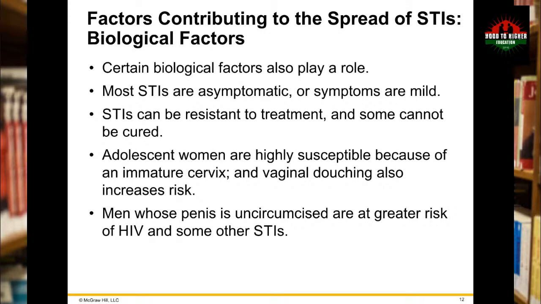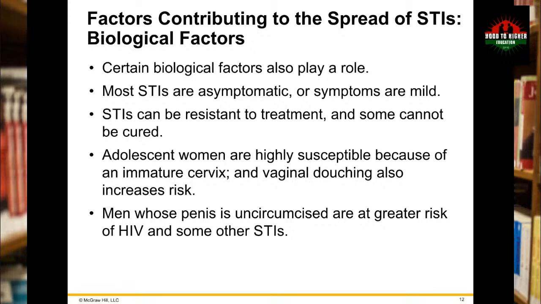Factors contributing to the spread of STIs are biological factors. So certain biological factors also play a role. Most STIs are asymptomatic or symptoms are mild, so they go undiagnosed. You don't even notice them until they get out of hand. Sexually transmitted infections can be resistant to treatment and some cannot be cured, like we talked about with herpes. There's no cure for herpes. It can be subdued, but there's no actual cure for it.